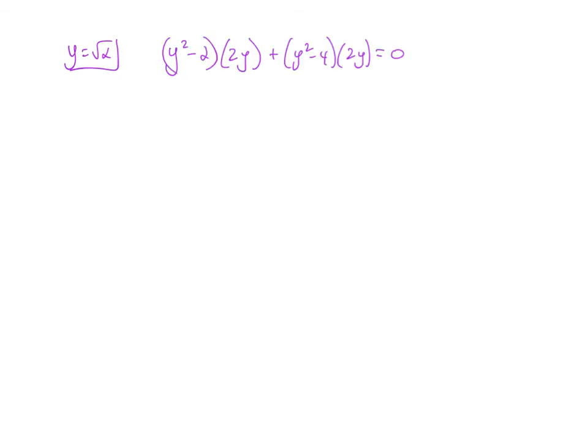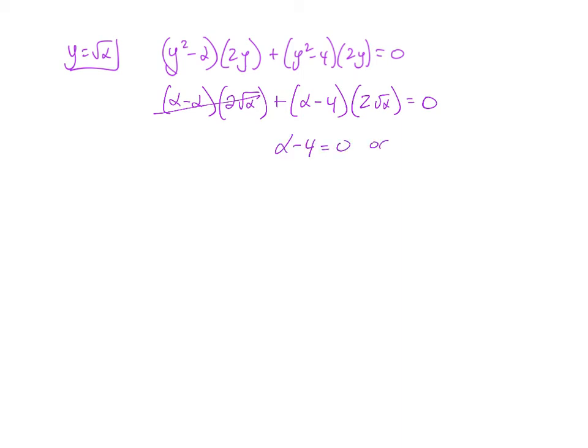Okay, so root alpha squared would be alpha, minus alpha, times 2 root alpha, plus root alpha squared would be alpha, minus 4, times 2 root alpha equals 0. So that term goes away, and either alpha minus 4 equals 0 or 2 root alpha equals 0. This one gives me alpha equals 4. I already knew that one. This one gives me alpha equals 0. So there's another bifurcation value.